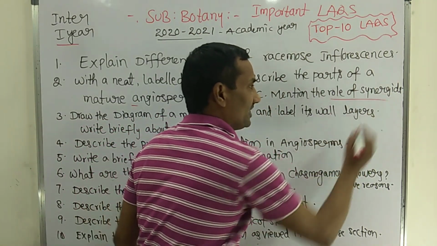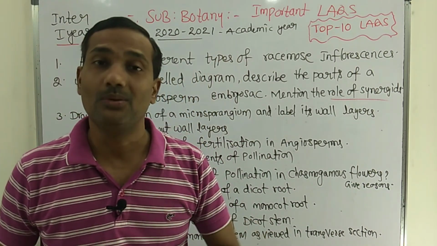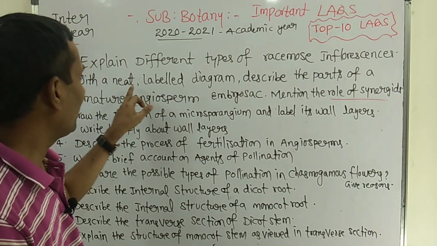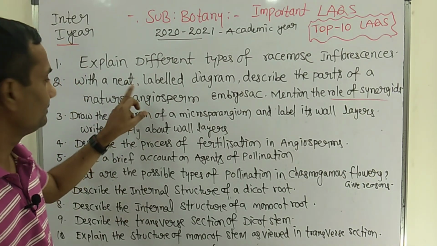Mention the role of synergid. For writing role of synergid, you will get 1 mark. Total 8 marks. You have to describe about embryo sac structure.